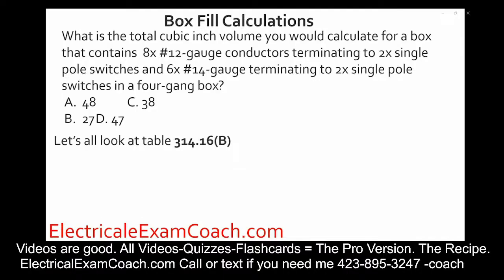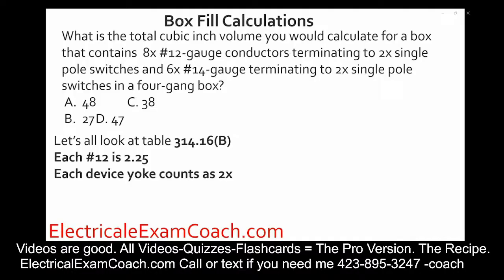This looks like a tough question, but I know that you can do it. First, we're going to head to our table so we can get our values. We know what each 12 is, and we know that each device yoke counts as 2 based off the largest wire that's terminating to the device. Let's go ahead and deal with our 12s. We know that we have 8 conductors and 2 devices for those 12s, so each one of those devices counts as 2 more, giving us a total of 12 12-gauge conductors.